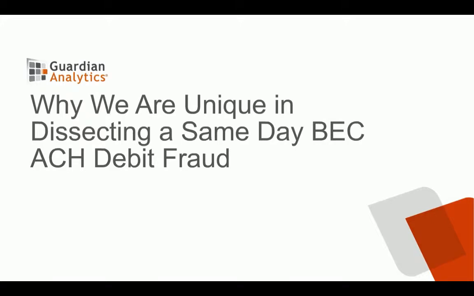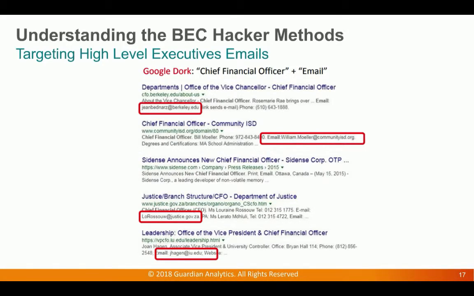Chris? Awesome. Thanks, Eric. So first, let's look at how a fraudster thinks and understand how they go about executing these BEC frauds. My first handy and really easily accessible tool is Google. I can easily use search terms like chief financial officer or specific kinds of executives and find their email addresses. In this instance, I can see we found the CFO or vice chancellor of Berkeley, as well as other important CFOs at various companies that I can now easily target for BEC fraud.